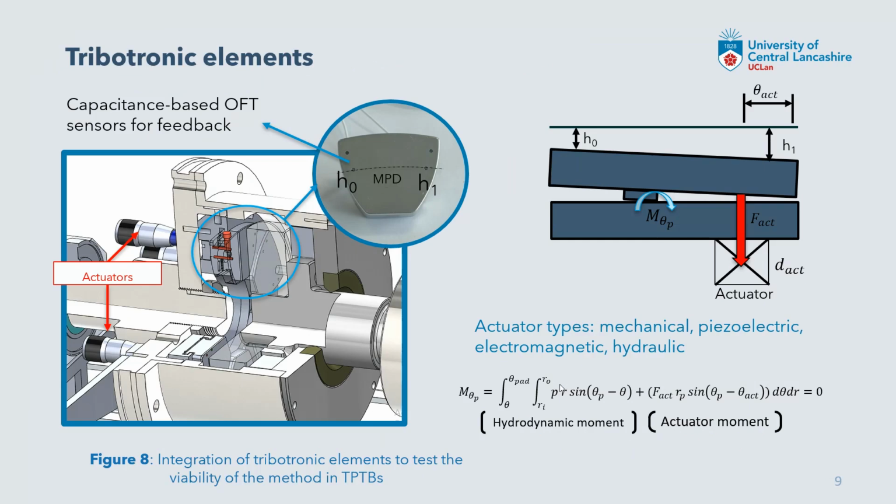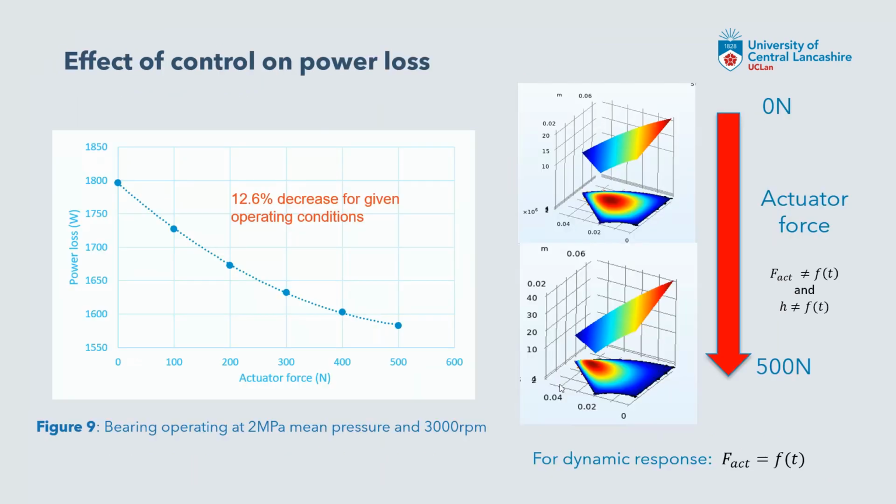And so to solve this, the model has not just the hydrodynamic moment, but also the moment generated due to the actuator force. So for the effect of this actuator force in the COMSOL model, I had a look, plotting the power loss on the left-hand side against the actuator force. As the force increases, it increases the pitch angle of the pad and tends to decrease power loss, but you also have the consideration that you're decreasing the minimum film thickness.